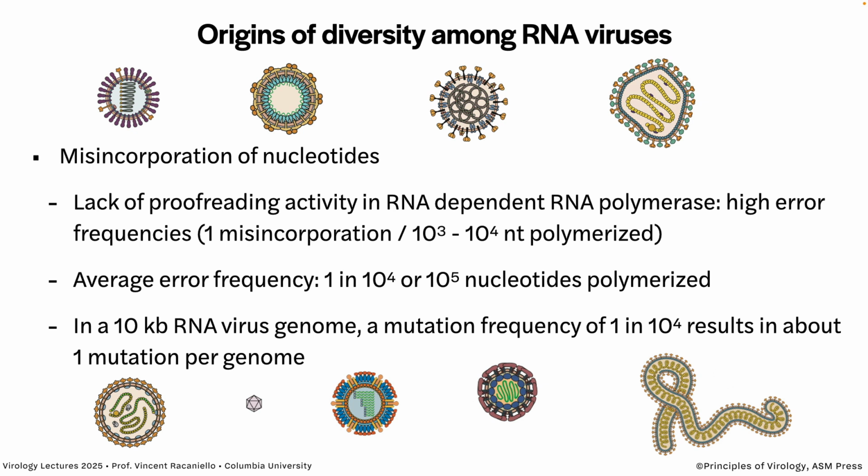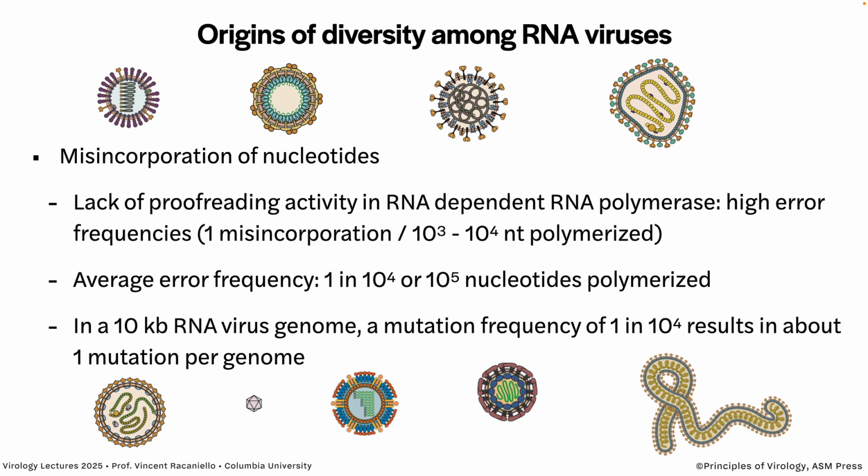One mistake. So you have a genome of 10,000 bases. Every time it's copied, you get one mistake. If you make 10,000 genomes, all the mistakes are there. Every base has been theoretically changed. So there it is.